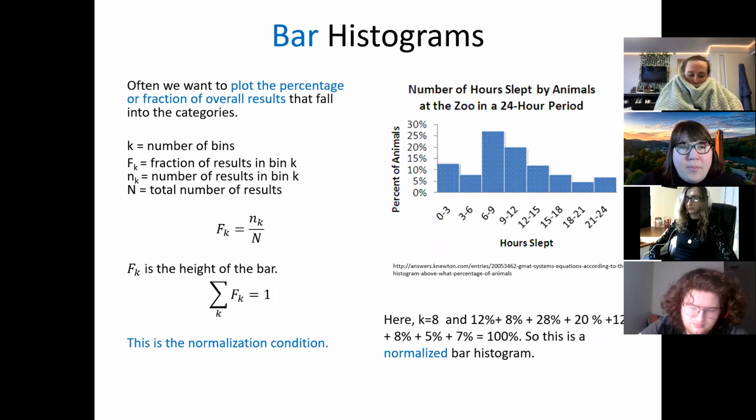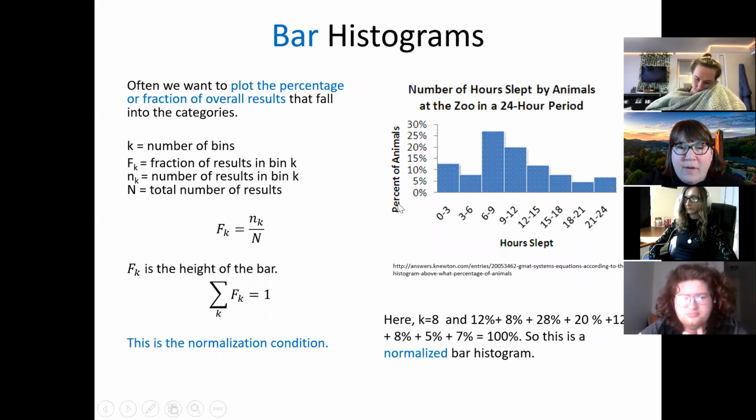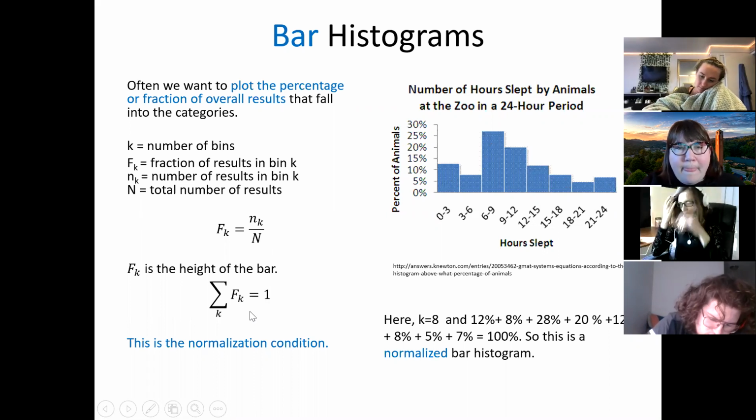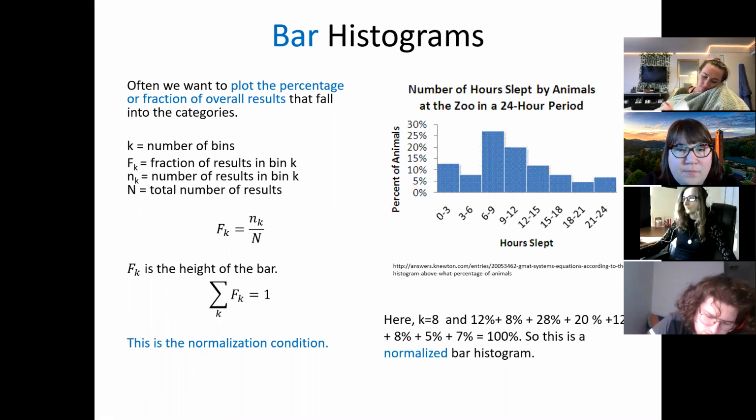A bar histogram is going to have percentages or fractions along the y-axis, and the population of all of the things in the graph should add up to 100%, or add up to 1 if you're thinking in terms of fractions. So let's review. We have some number of bins, in this case 1, 2, 3, 4, 5, 6, 7, 8 bins. And we are separating our counts into those categories.